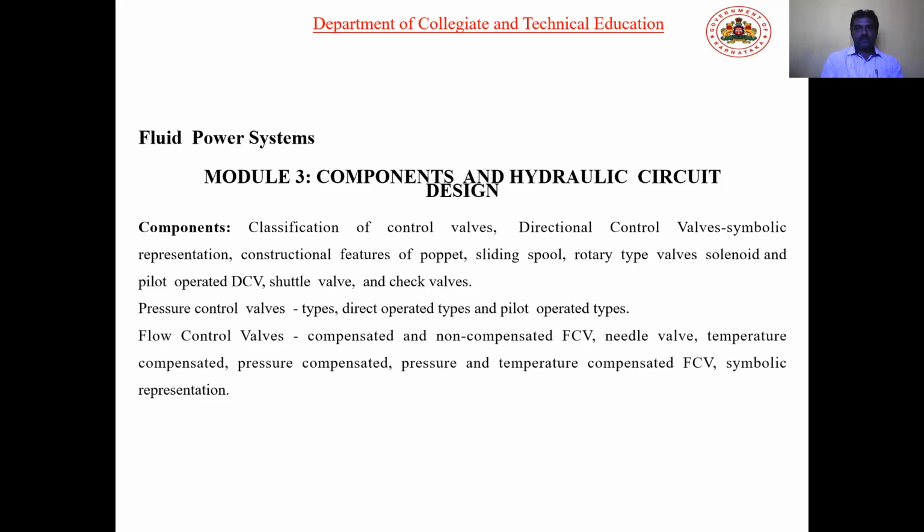The three major segments of a hydraulic system are the power supply, the control unit, and the output. The first two modules deal with the power supply and the output. The power supply systems are hydraulic pumps and motors. Then the output devices are actuators such as cylinders and motors. The major segment is the control system that lies in between the source and the output segments. The control system is the most important element in a hydraulic system.